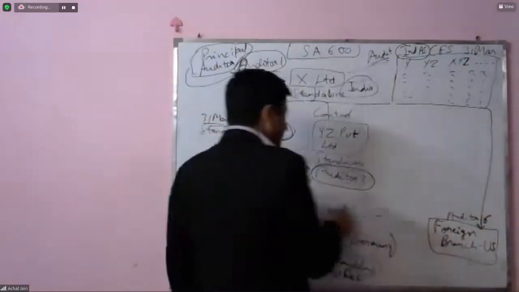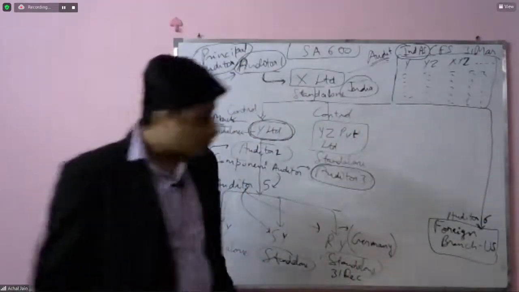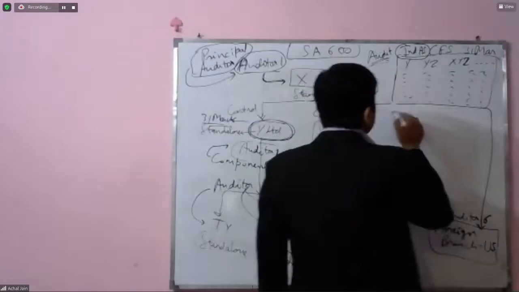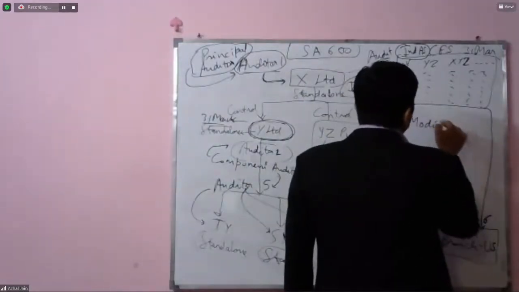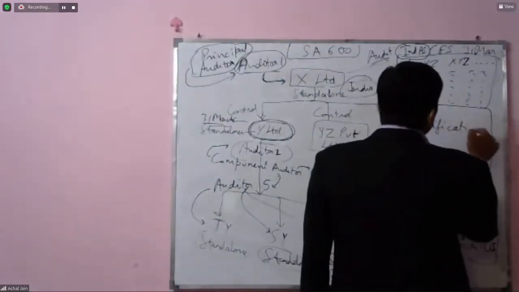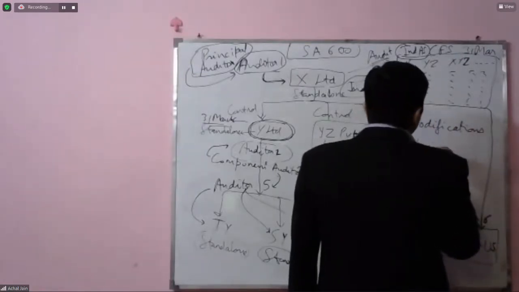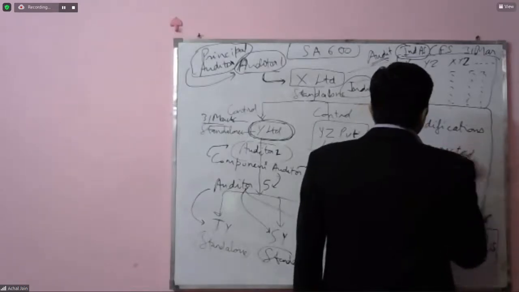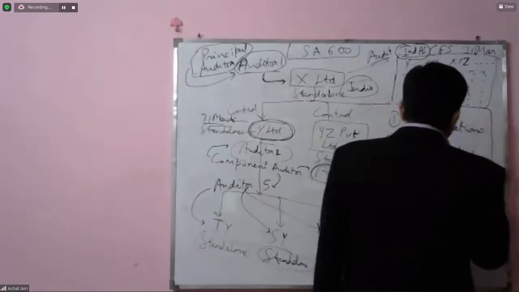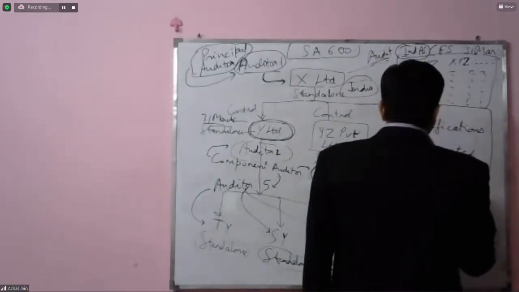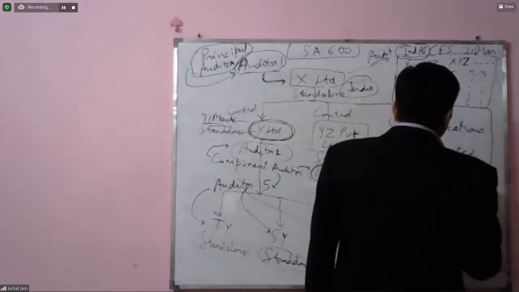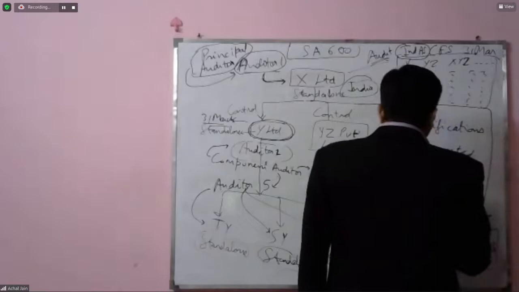Okay, I'm just clearing this part to put down those points over here. 1. There could be modifications. Number 2, there could be uncorrected misstatements and which are immaterial. Immaterial, but you can say are of a reasonable amount.